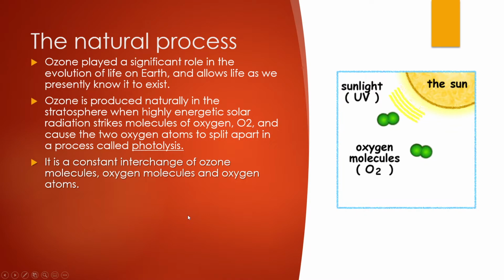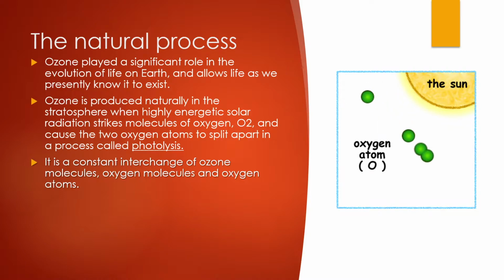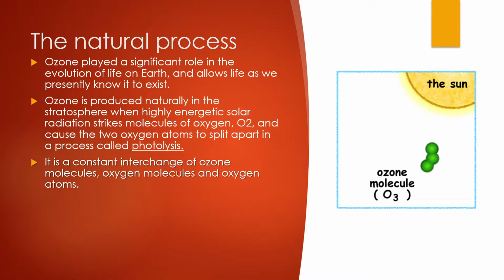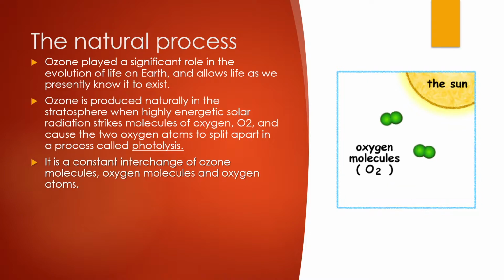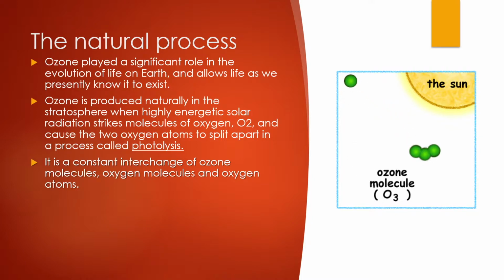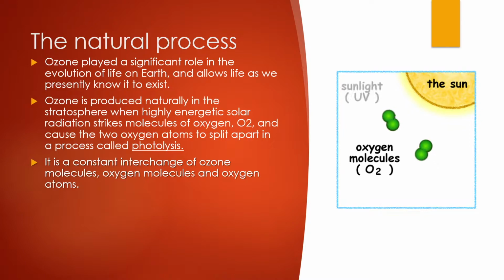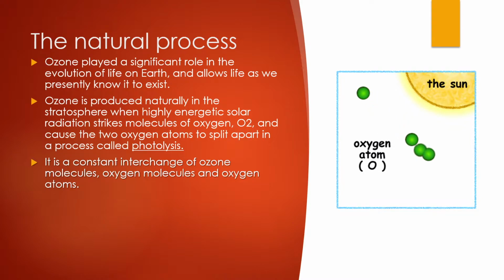So, ozone played a significant role, as we can tell now, in the evolution of life on Earth and allows life as we presently know it to exist. Ozone is produced naturally in the stratosphere when highly energetic solar radiation strikes molecules of oxygen, O2, and causes the two oxygen atoms to split apart in a process called photolysis. It is a constant interchange of ozone molecules and oxygen atoms.